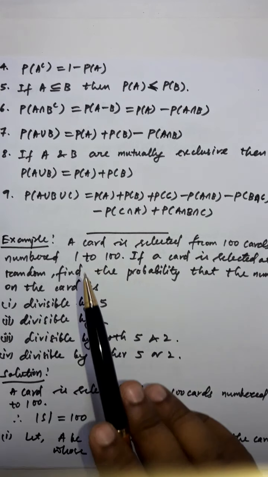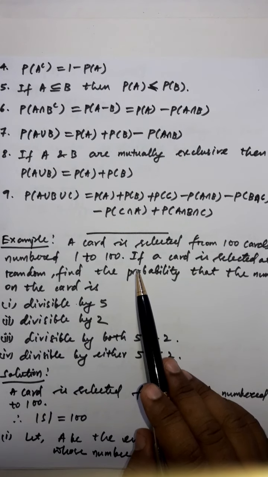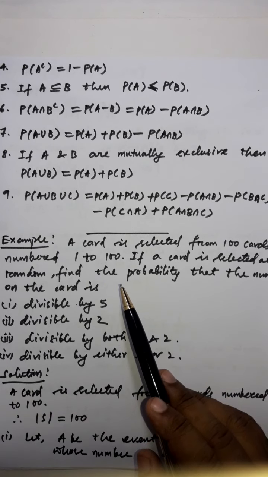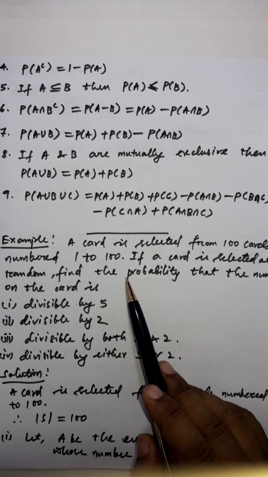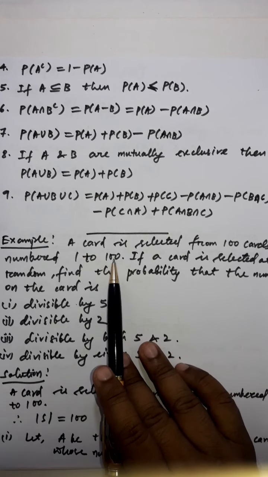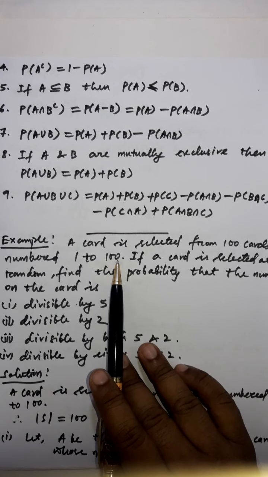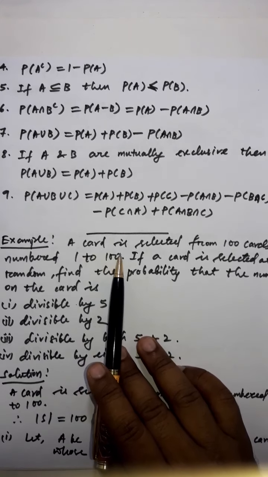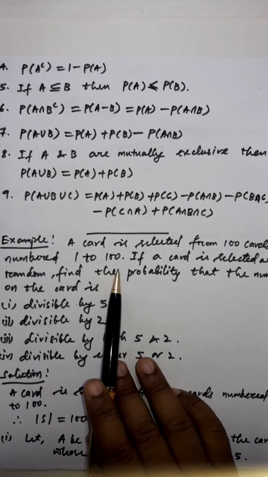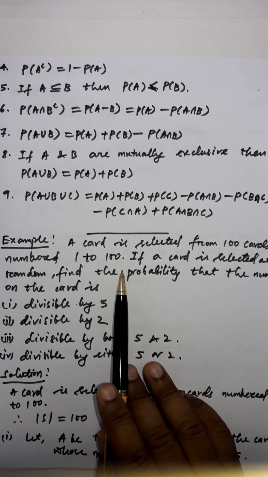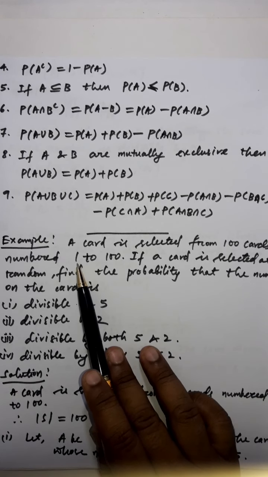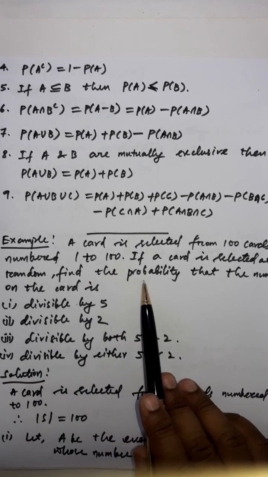So friends, now it's time to discuss all these things through a problem. So let's take a problem to discuss all these things. Here I have taken an example of a card problem. Here a card is selected from 100 cards which are numbered from 1 to 100. We have 100 cards on which numbers are written, and those numbers are the natural numbers 1 to 100.